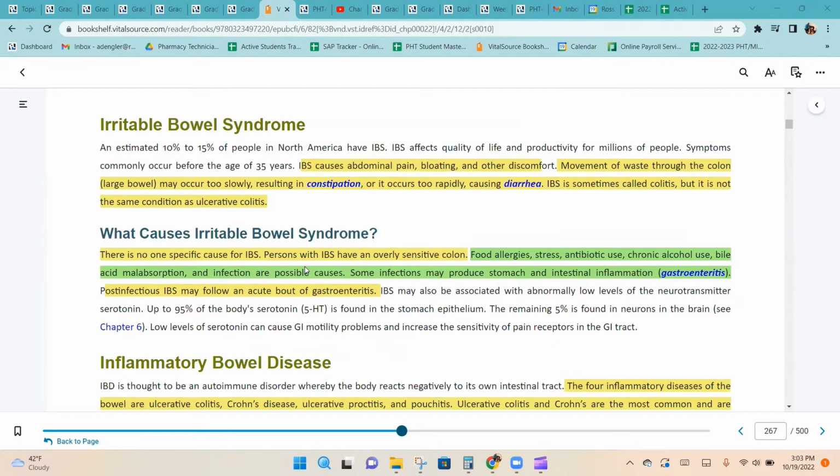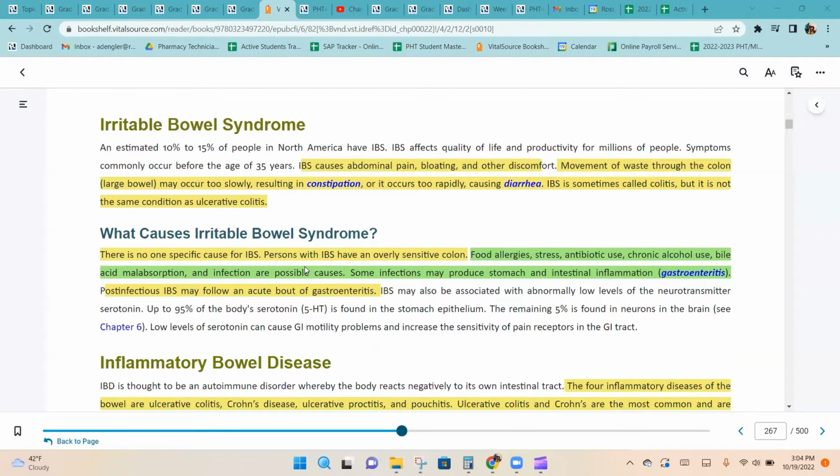IBS causes abdominal pain, bloating, and other discomfort. Movement of waste through the colon may occur too slowly, resulting in constipation, or it occurs too rapidly, causing diarrhea. IBS is sometimes called colitis, but it is not the same condition as ulcerative colitis.